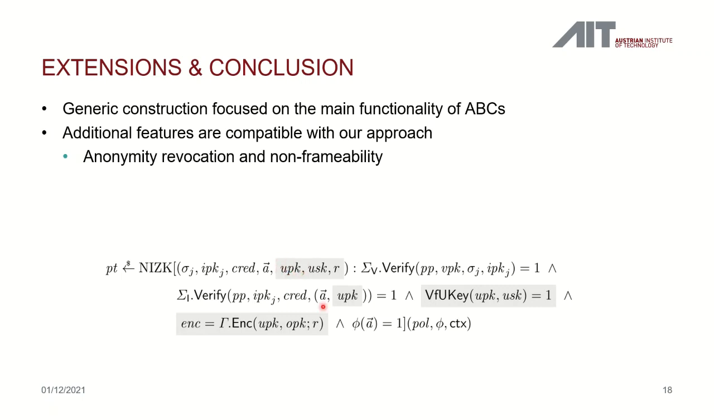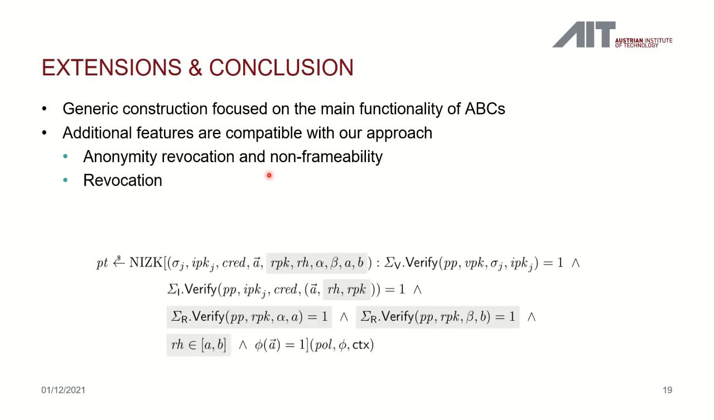So upon presentation, the user follows the same idea as before. So a user shows that she knows a credential certifying her attributes and her public key under one of the issuer keys that were signed by the verifier. And the user additionally shows that she knows the secret key corresponding to the public key and that the public key was encrypted under some opener's public key that can later revoke the anonymity if needed.